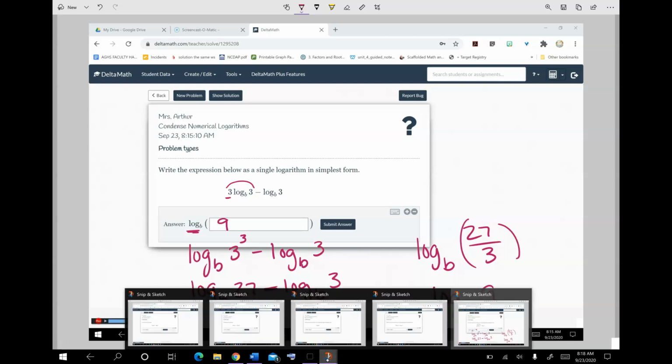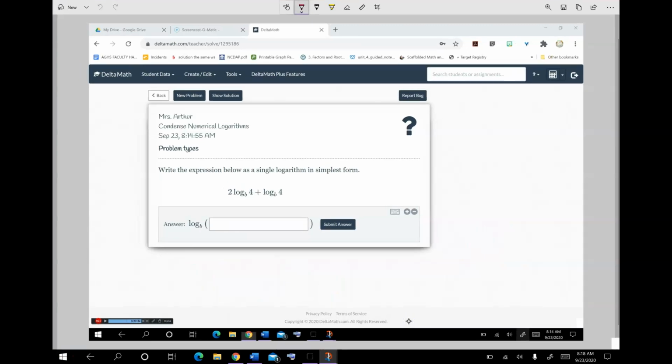Let's see where I'm at. Let's go to this one. All right, so here we go again. This one is another numerical one, okay? Now before you can condense, you got to take that number in front and make it an exponent. So now we have log base b of 4 squared plus log base b of 4.